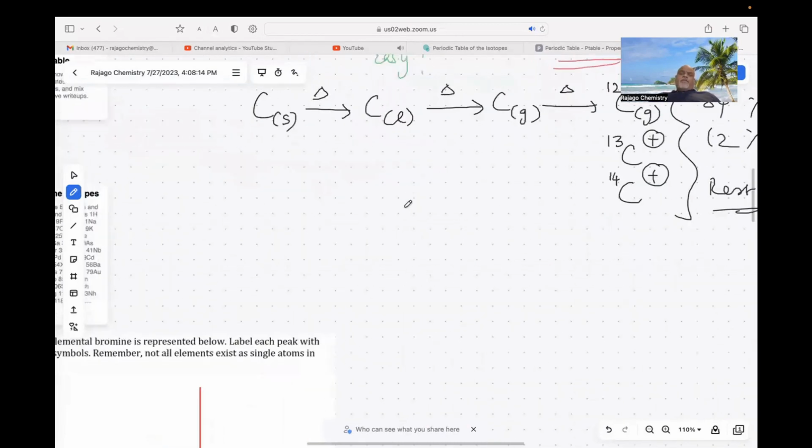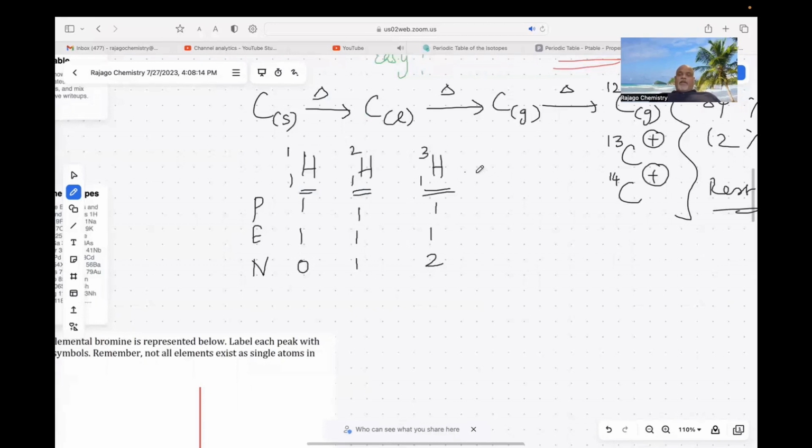Hydrogen has 3 isotopes: hydrogen 1,1, hydrogen 1,2, hydrogen 1,3. You have protons, electrons, and neutrons. You have 1 proton, 1 electron, and 0 neutrons in protium. In deuterium, you have 1 proton, 1 electron, and 1 neutron. In tritium, you have 1 proton, 1 electron, and 2 neutrons. Okay, so if you put it in a mass spectrometer, it will say you have 3 isotopes in a definite ratio. Okay.